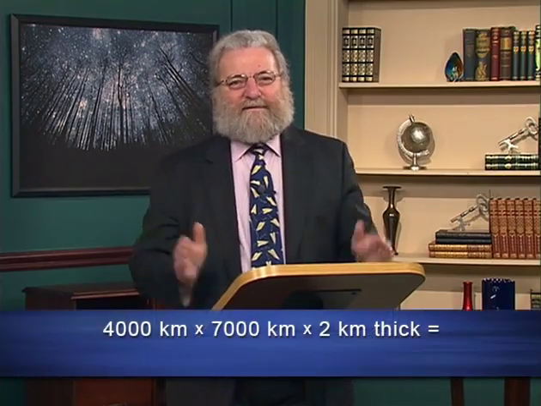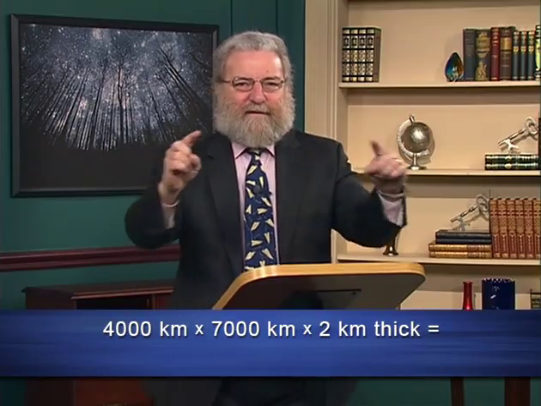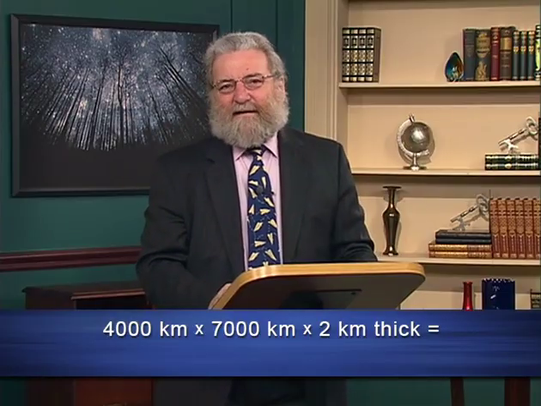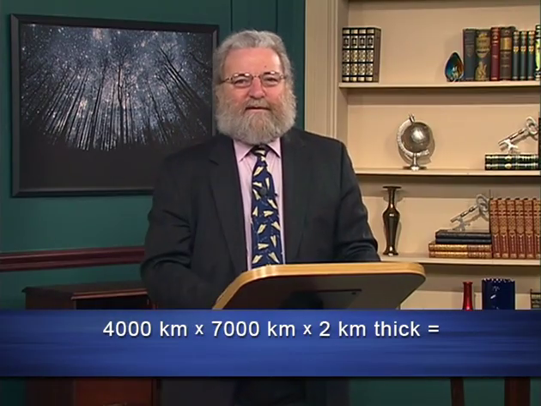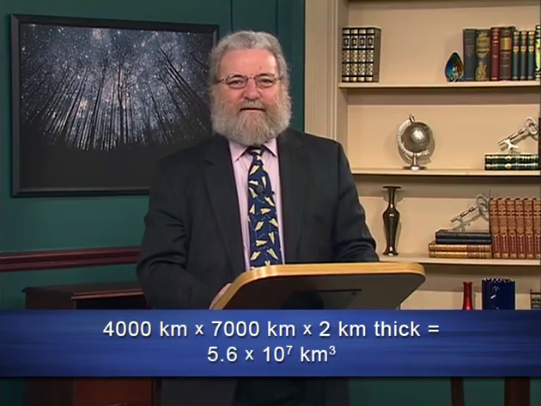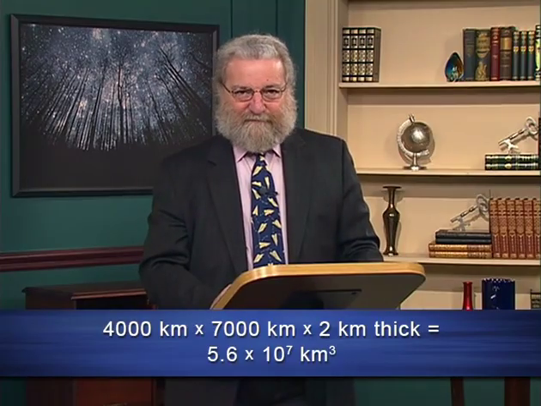It looks as though the glaciers advanced nearly 4,000 kilometers down from the pole, and if you take the average circumference of the Earth at these latitudes of about 7,000 kilometers and recognize the glaciers were about 2 kilometers thick, that means a total of about 5.6 times 10 to the 7th, or 56 million cubic kilometers of ice.